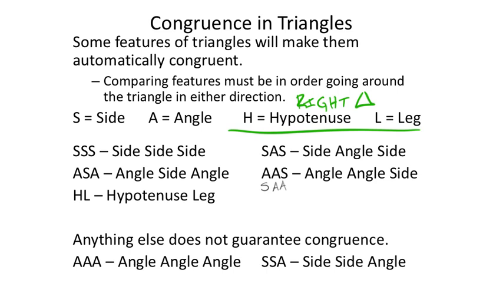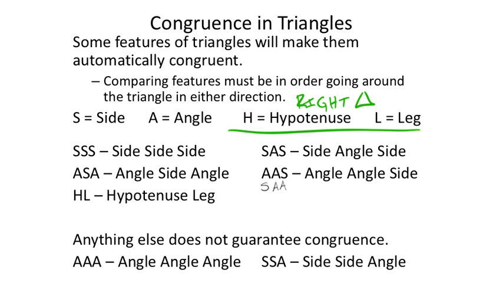So it doesn't matter which direction you go around the shape, the triangle, as long as we have these conditions. So again, you could go clockwise and find angle, angle, side, but you may need to go counterclockwise on the other one to get the same angle, angle, side, if it matters to you.